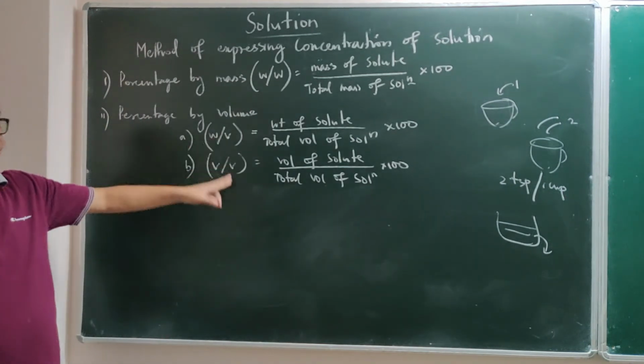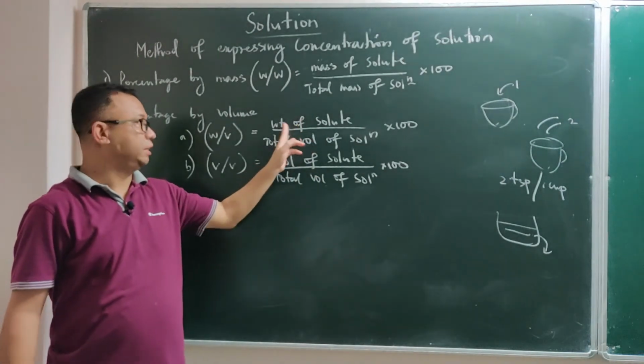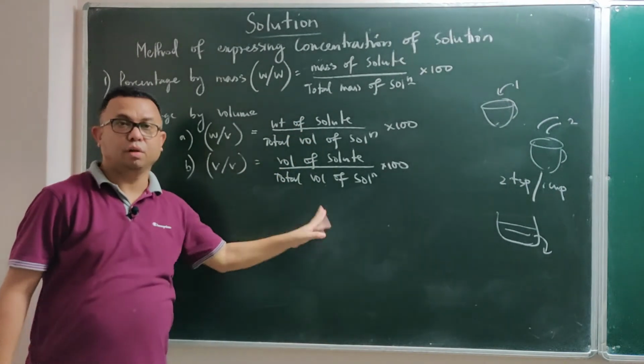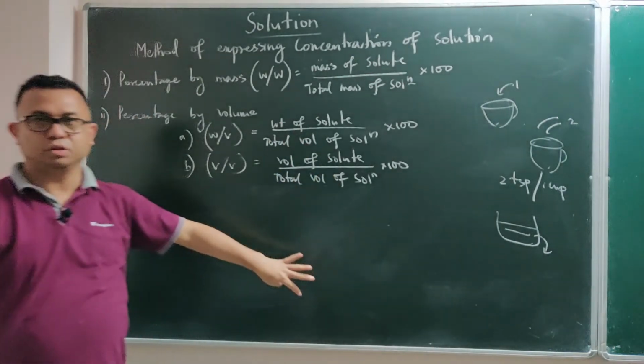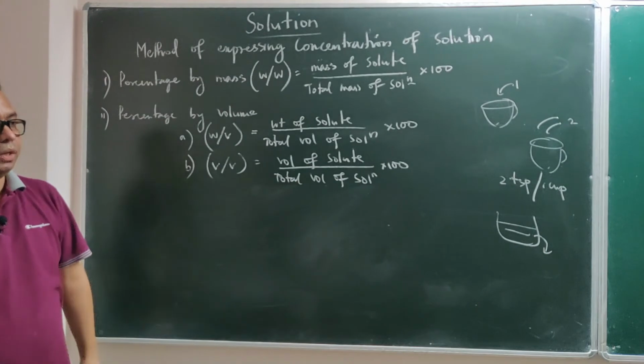So again I am repeating, there is a difference between the two. Here it is volume, here also it is volume, but then the numerator, if you see, that is weight by volume, this is volume by volume. Volume of the solute, volume of the solution. That is weight of the solute, but volume of a solution.